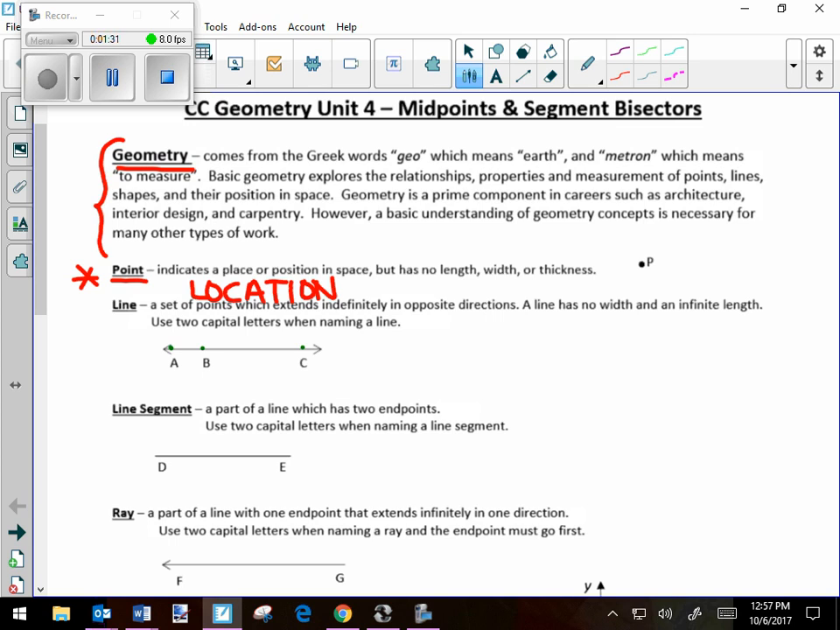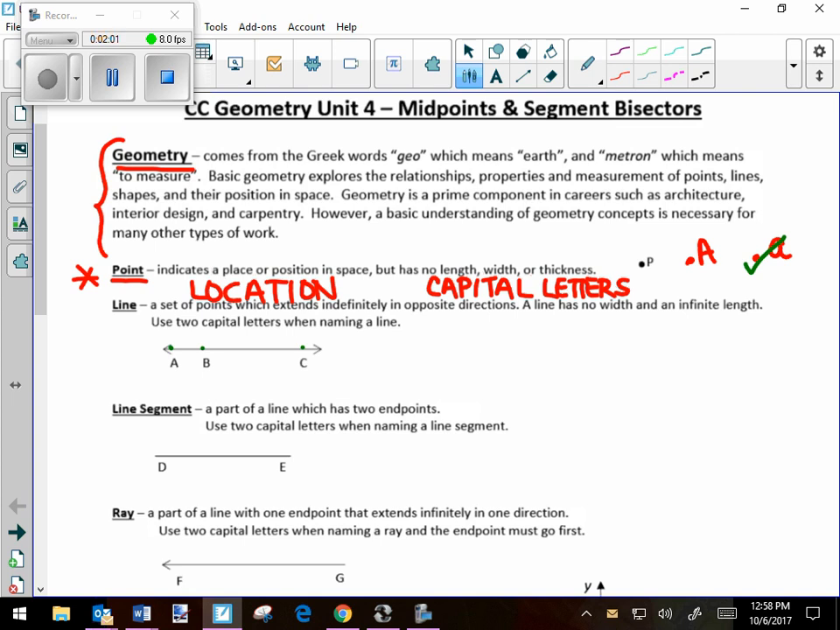The other thing that you need to know is that we only use capital letters when we're naming a point. So in this particular case where you see point P, that is a capital P that's naming it. If I was talking about point A, I would use a capital A. For those of you that think that the A's are interchangeable and you write a lowercase a, if I see that on your paper, I'm going to come by and mark that wrong. You cannot use a lowercase letter.